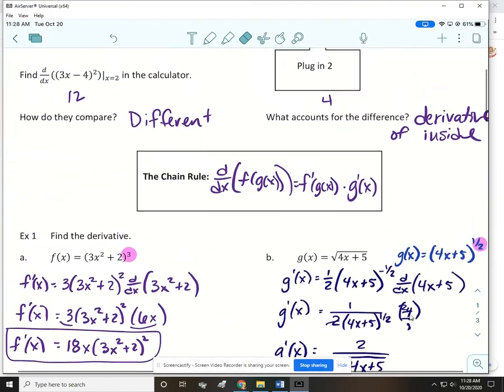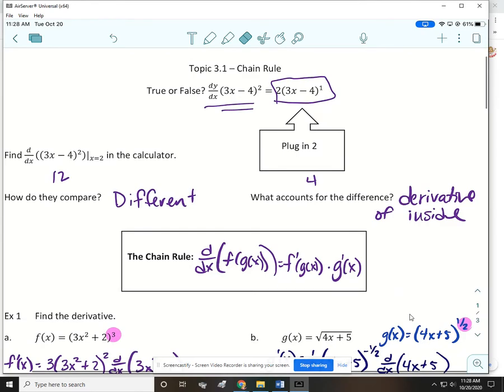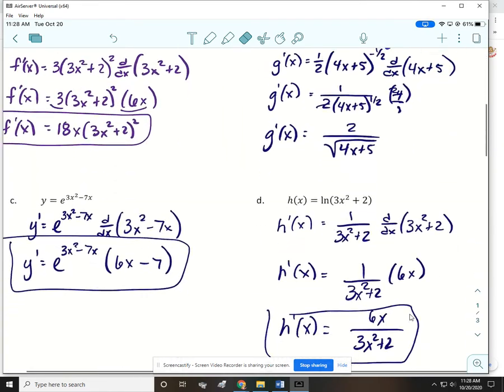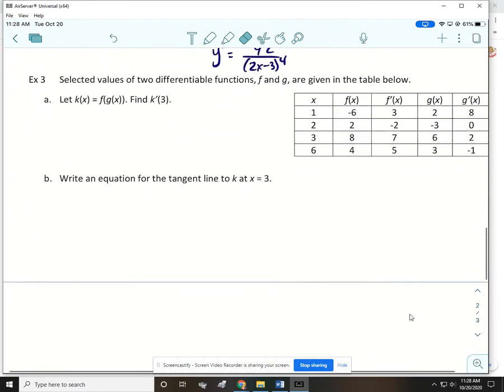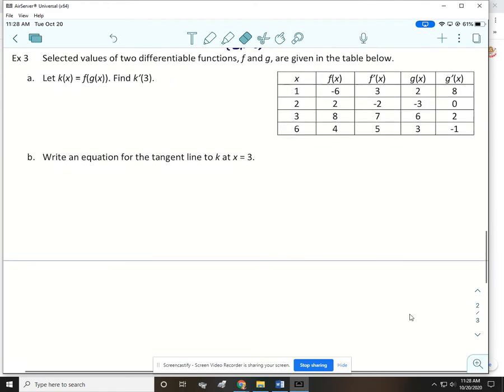All right, we are building on the previous lesson, which was topic 3.1, the chain rule. So we're on the back of the page. We're going to do example 3. It's a little different. So selected values of two differentiable functions, f and g, are given in the table below. And we've seen that before, and we've used the product rule and we've used the quotient rule, but now we're going to use the chain rule.